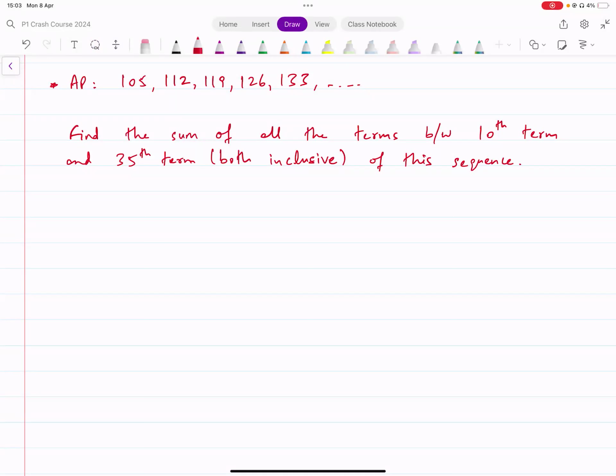Does that make sense? So you have a sequence. This is what the sequence looks like. It's an arithmetic progression. Can we write down the first term? The first term is 105. So A equals 105. What about the difference? 112 minus 105. The difference turns out to be 7. So these are the values of A and D. Now, using these values of A and D, you want to find the sum of all the terms in the sequence between the 10th term and the 35th term.